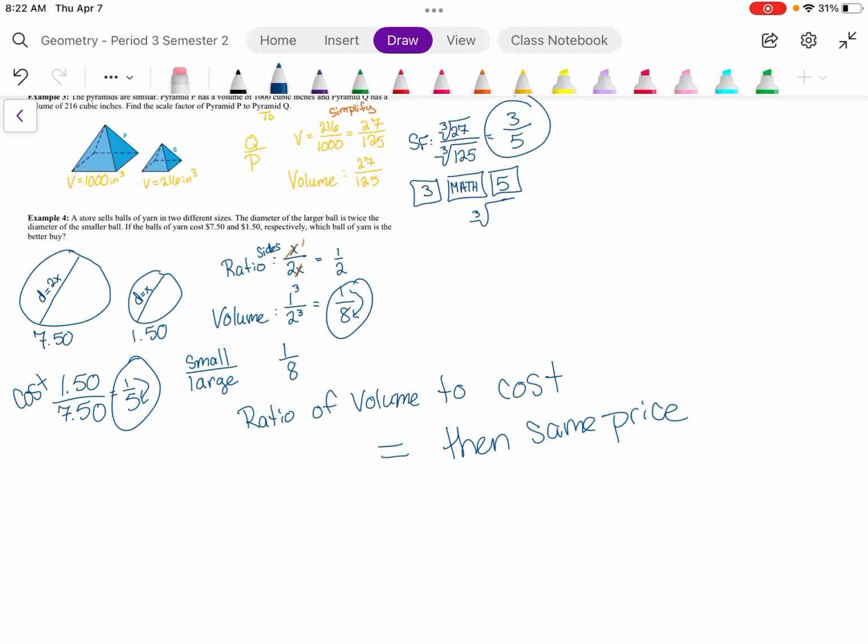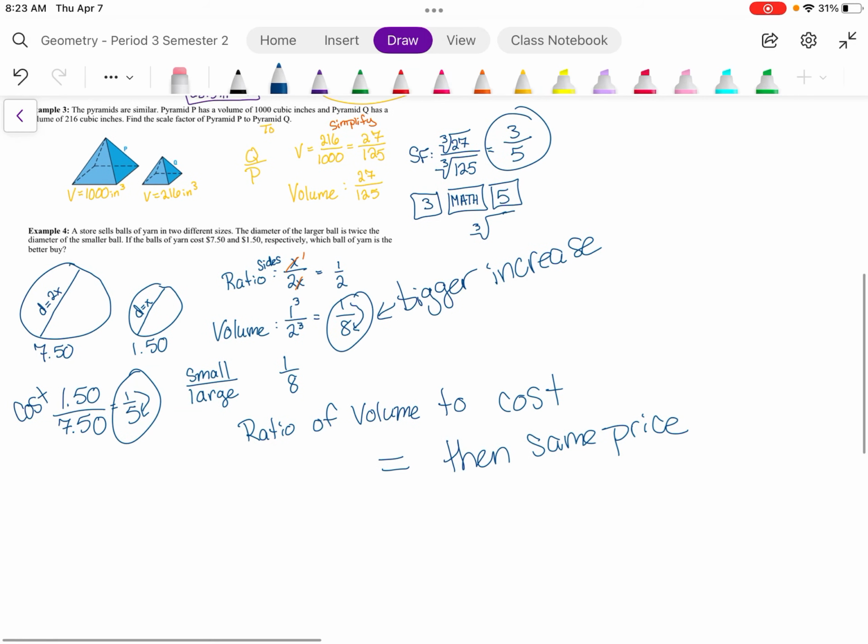So if we have a bigger increase in volume compared to price, then we're getting a better deal by buying the bigger one. So to answer which ball of yarn is the better buy, it would be the bigger one.